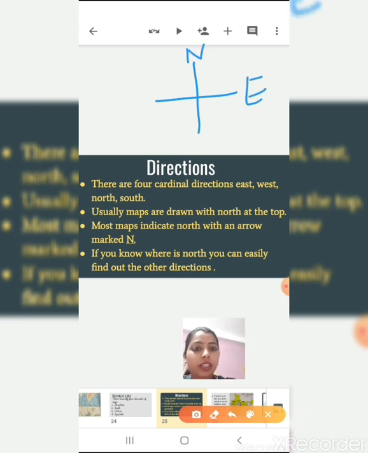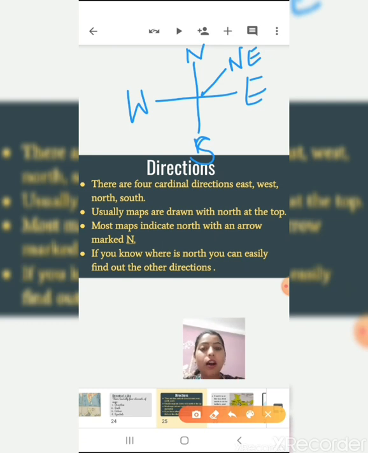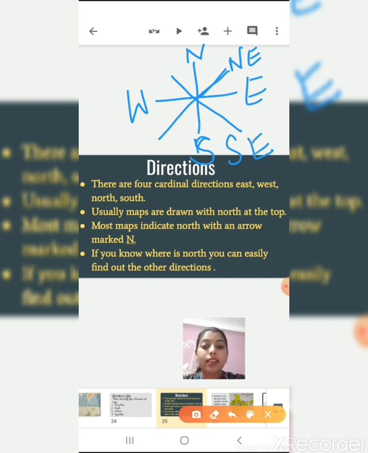North, east, south and west. Now I will tell you the directions. The northeast direction is the middle of north and east. Alright. Now, what do we call the direction between east and south? This becomes southeast.